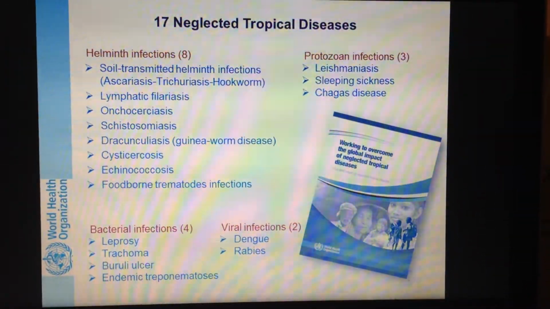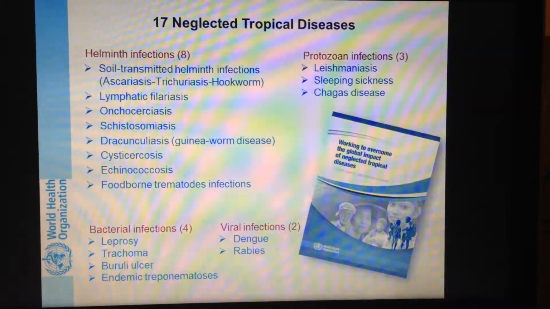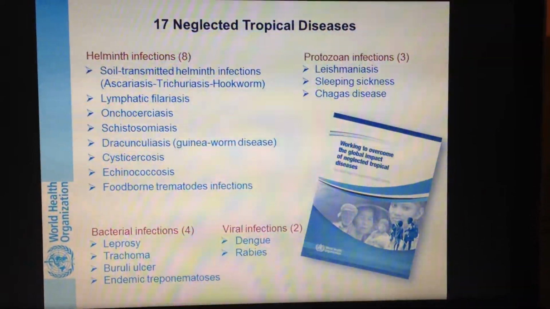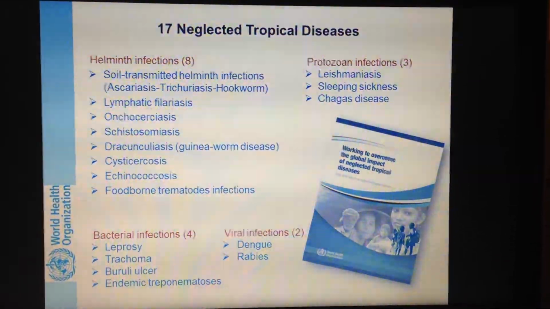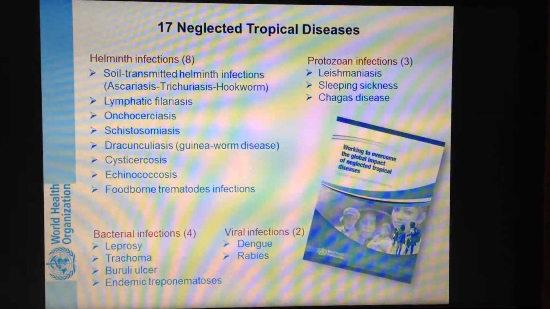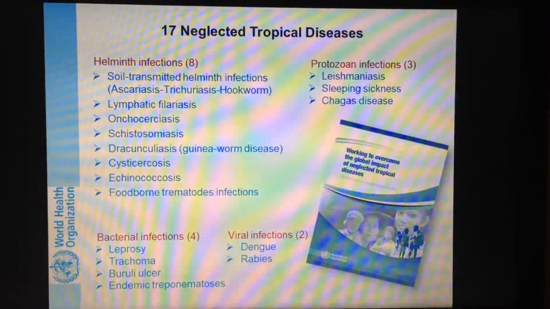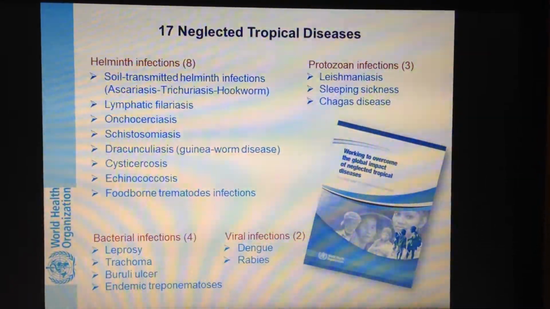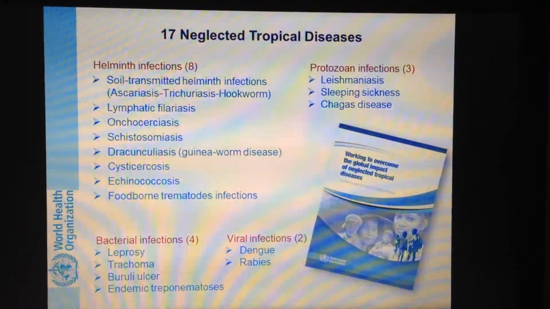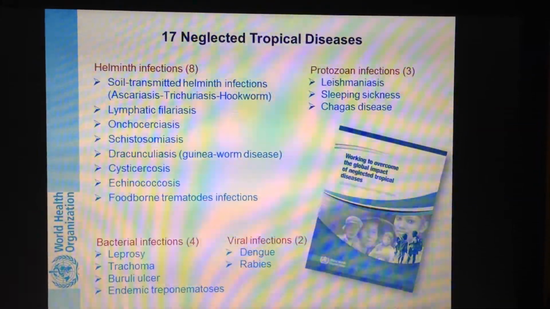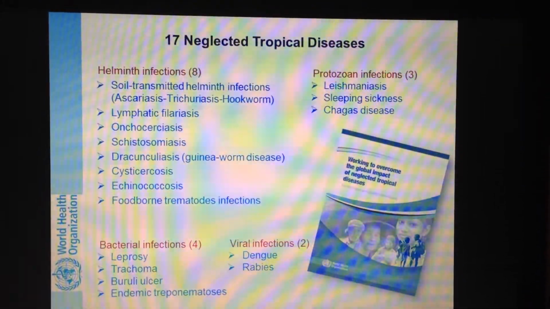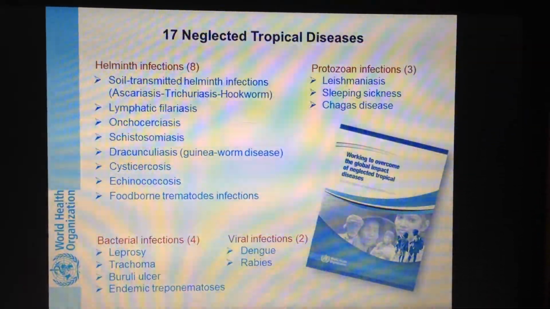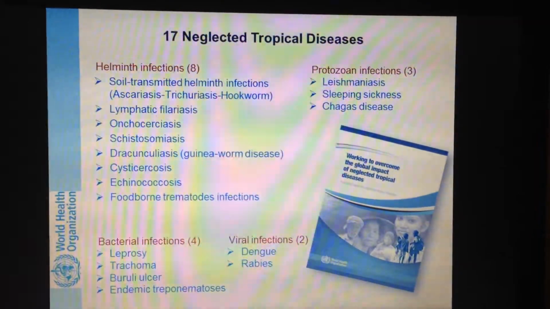Neglected tropical diseases, as defined by the World Health Organization, are a group of 17 diseases divided into 4 groups according to the causative agent. They are caused by different microbes: helminths, protozoan, bacteria, and viruses. So they are very different in nature. Some are causing huge disability, and others are linked to even a high case fatality rate.